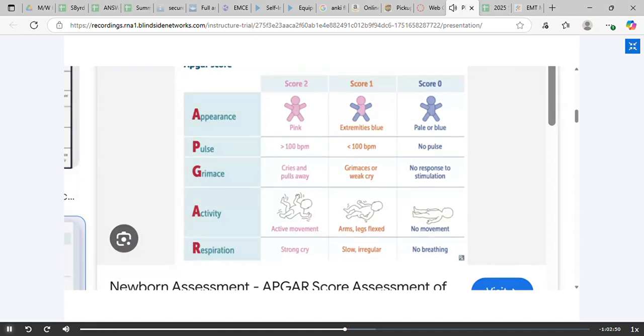Okay. Appearance, pulse, grimace, activity, and respirations. Perfect. Okay, so this is similar to your GCS, right? But this is for a newborn because with GCS, they can't talk. A newborn can't talk to us. They're going to respond differently, right? So in a GCS, remember the lowest is 3 and the highest is 15. In APGAR, the lowest is 0 and the highest is 10. Okay, so just don't get those confused. So for appearance, each one of these, there's 5 different categories.